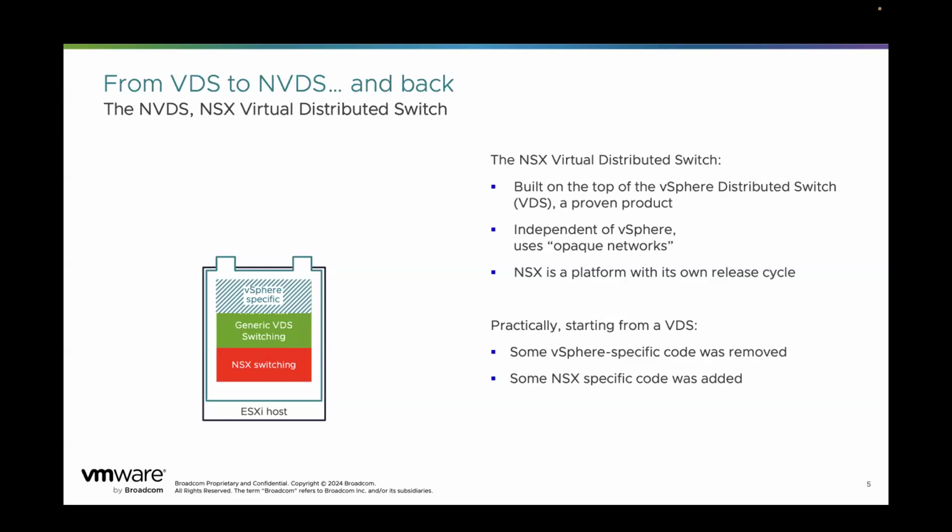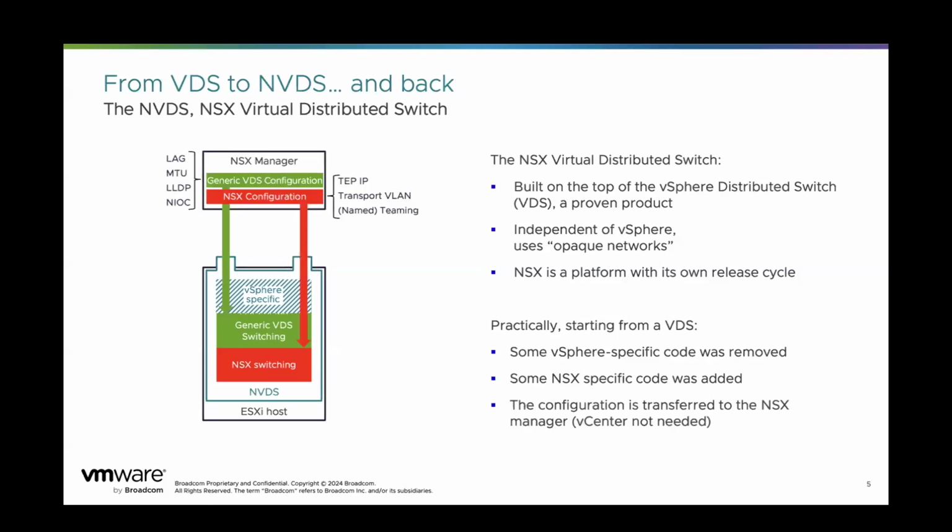So now in terms of configuration, we cannot rely on vCenter anymore, again because we want it to be independent from vCenter. So the configuration has been centralized on the NSX manager. And I'm going to split this configuration in two parts. One that is equivalent to the VDS configuration that was in vCenter. That's what I represented in green, and I call it generic VDS configuration in this diagram, and the red part, which is really specific to NSX.